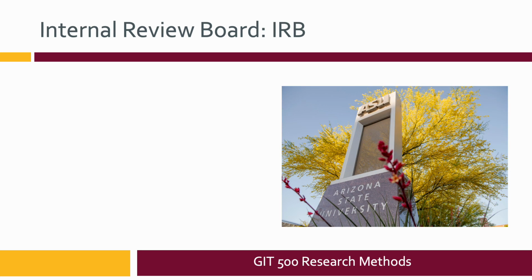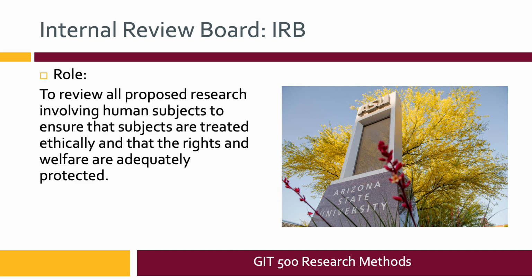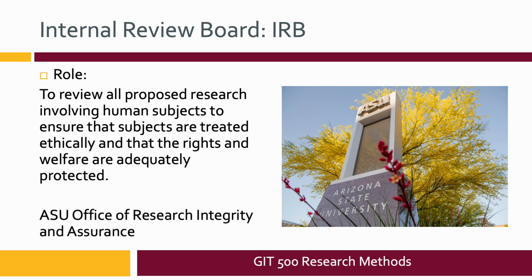There are groups that oversee these kinds of issues. They're called institutional review boards, or IRB for short. The role of those is to review all proposed research involving human subjects to ensure that subjects are treated ethically and that the rights and welfare of those individuals are adequately protected. At ASU, it is the ASU Office of Research Integrity and Assurance. All big companies that do research will have an internal review board to do this kind of work for you.